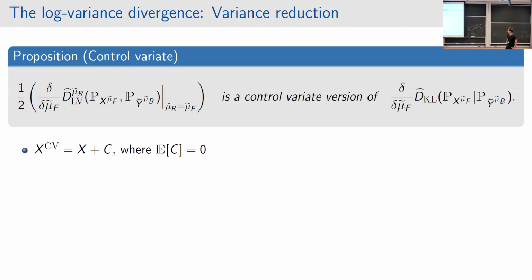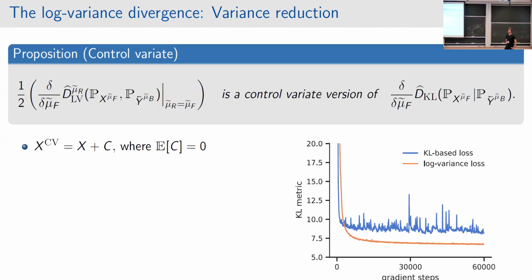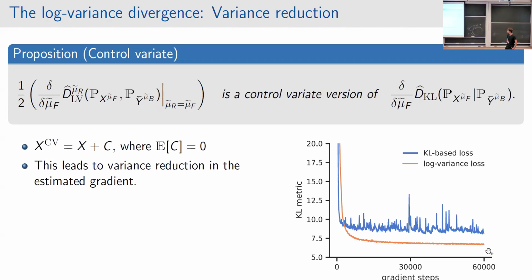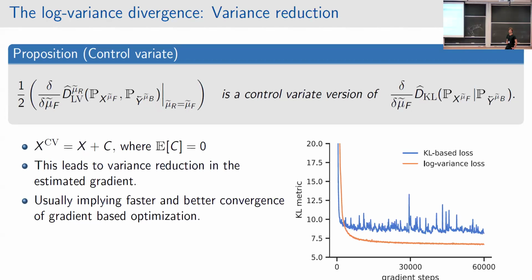And by control variate, I basically mean, for the ones who don't know it, I have an expectation, like a random variable, where I add another random variable which has expectation 0, such that the expectations agree, but the statistical properties might improve. In particular, I might have lower variance. And this is really something we observe in numerics quite a lot. Not always, but very often, this log variance loss fluctuates way less, which then also leads to faster and better convergence in the optimization, which is quite nice. And you just have to change 2 lines in your code to apply this.